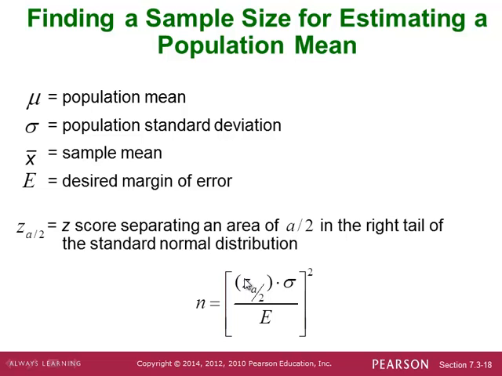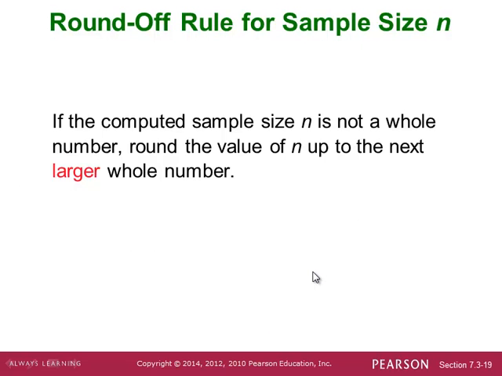And also we will use the z value that's associated with alpha and divide it by the stated margin of error, which will be a decimal, and then square that result, and then round up to get the next larger whole number in order to get our minimum sample size to achieve that required margin of error.